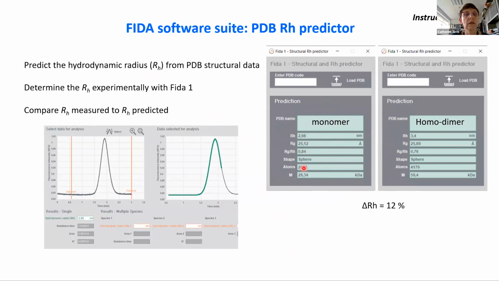nanometer in this case. And then you can measure the protein in solution using the FIDA and compare the measured hydrodynamic radius to the predicted one. In this case, you see that you get 3 nanometers. So the protein in solution at this concentration is a monomeric form.